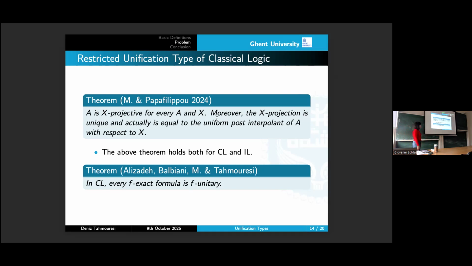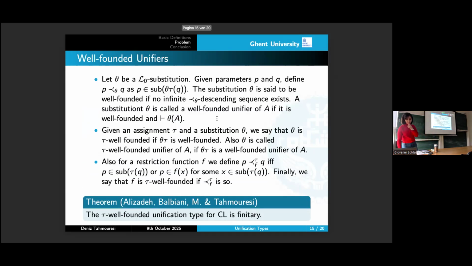Finally, for the restricted unification type, the main result that we are looking for is that in classical logic, every F-exact formula is then F-unitary, with the definitions of F-exact and F-unitary that I told before. We are going to use the F-unifiers, F-substitutions and all the ideas that we talked about to find the well-founded unifiers of classical logic.